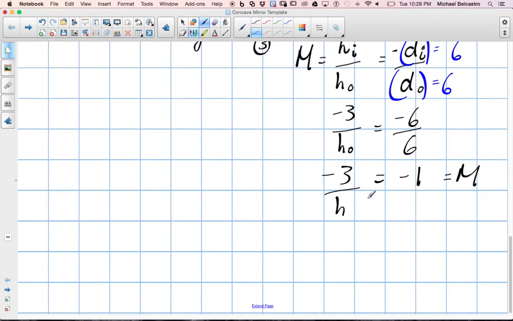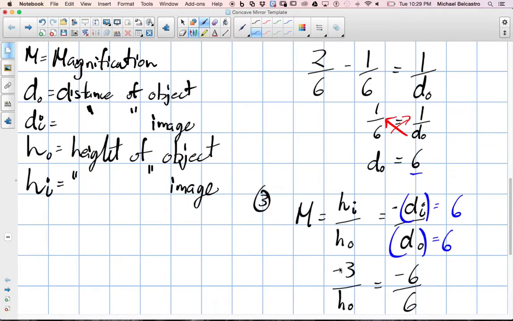Now we want to isolate for the height of the object. So we bring our height of the object over here. So we get negative 3 is equal to negative 1 times the height of the original object. And sorry for the lagging here. To isolate the height of the object, we divide both sides by negative 1, and you get the original height of the object at the value of 3. Negative 3 divided by negative 1 is 3.